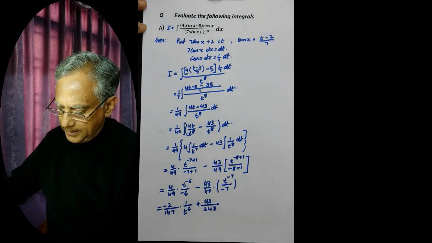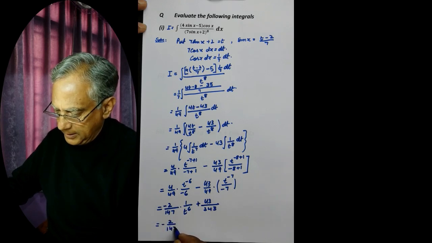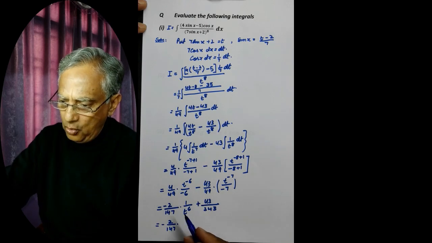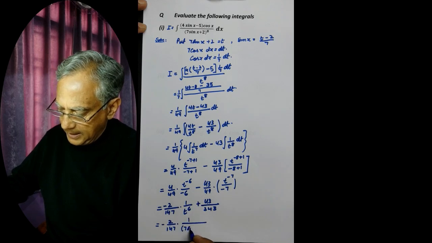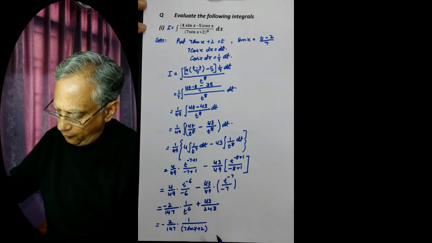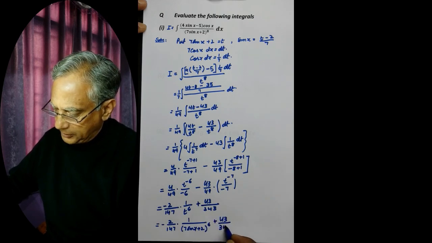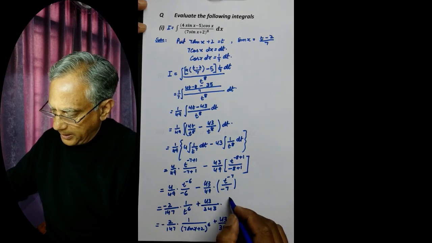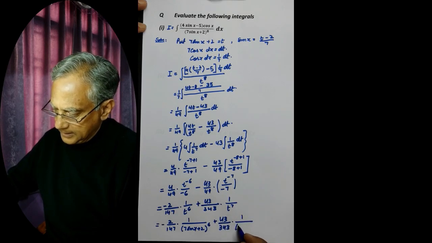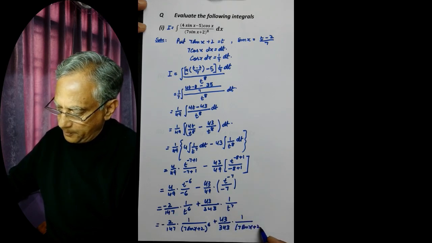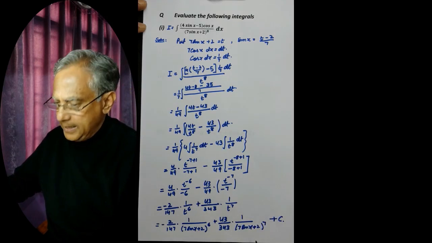And this is equal to minus 2 by 147 into, now t is equal to this much, so we will have 1 upon (7 sin x plus 2) to the power of 6, plus 43 by 343, and we have 1 by t to the power of 7 here. So we will have 1 upon (7 sin x plus 2) to the power of 7, plus the constant of integration. So this is the answer.